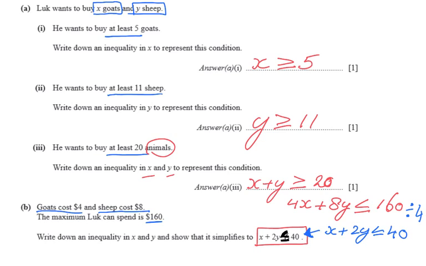Now, these inequalities, linear programming always involves graphing as well. So go to my next video where we're going to graph these inequalities, and we're going to say something about the maximum amount of animals Luke is able to buy. So go to the next video where I'm going to graph it.